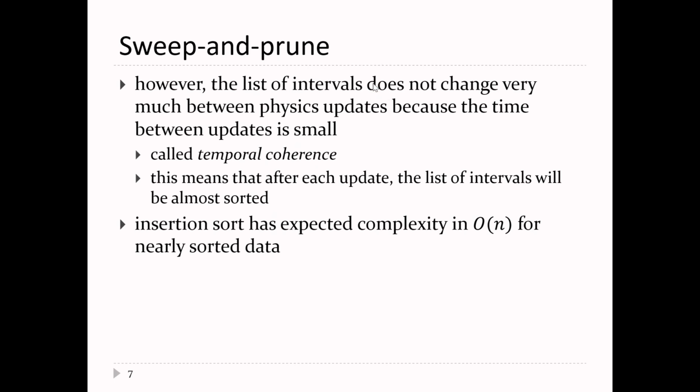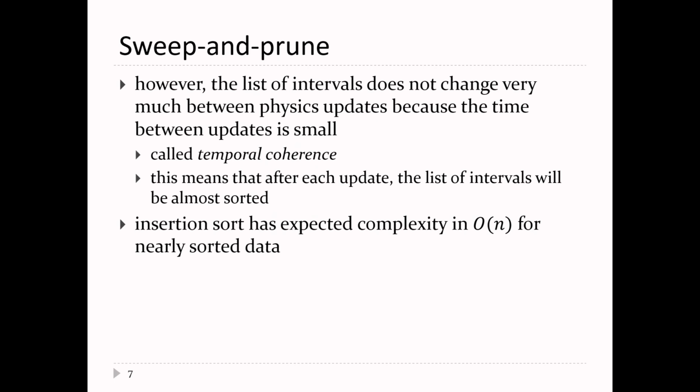So our list of intervals doesn't change very much between physics updates because the time between updates is small. And this is called temporal coherence. The list of intervals at one time more or less looks like the list of intervals at the next time. And so what does that mean? It means that in the next time step, if the intervals aren't sorted, then they aren't sorted at only a small number of places. So in other words, the list of intervals is almost sorted.